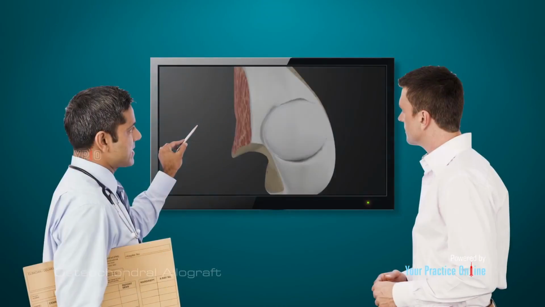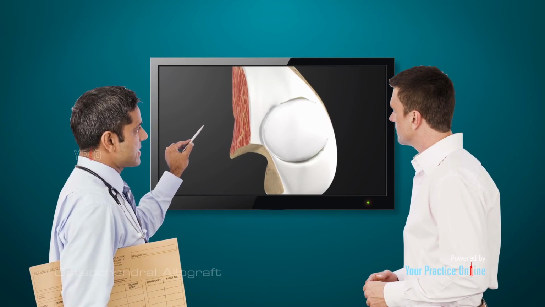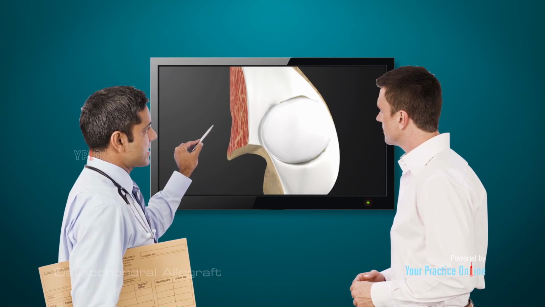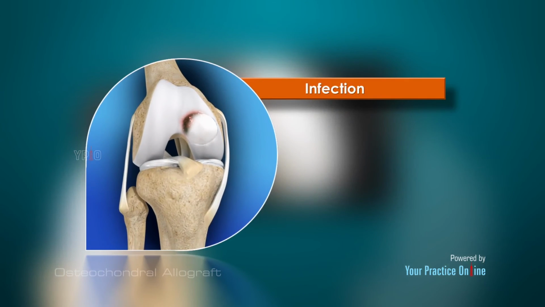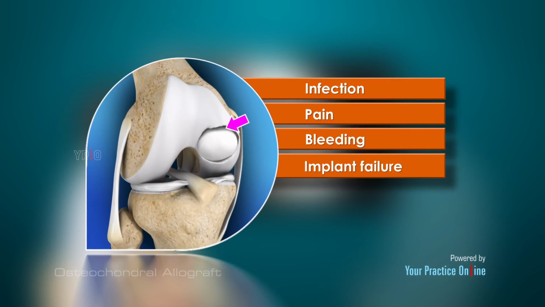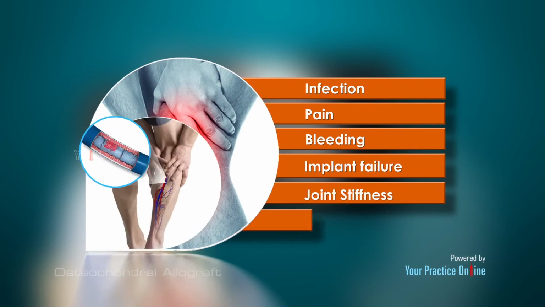Risks and complications. As with all surgical procedures, the transplantation of osteochondral allografts may be associated with certain risks and complications, such as infection, pain, bleeding, implant failure, joint stiffness, blood clots.